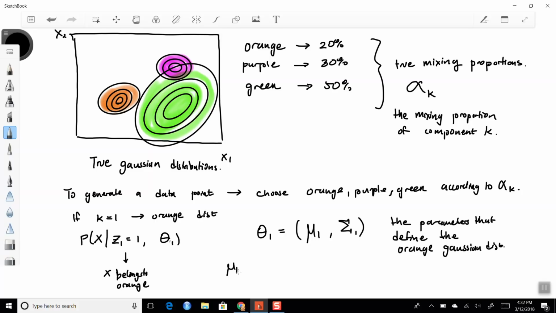So, you know, mu sub 1 might be equal to, I don't know, this is like 0, 1, 2, 3, 4, 5, 6, 7, 8, okay. It looks to be like mu is like 2.5 and 2.5. Okay, I don't know, I'm making stuff up, right? And sigma sub 1 is going to be a matrix, and there's not a whole lot of spread, so maybe like 2 and 3 and 0.1 and 0.1 or something like that.